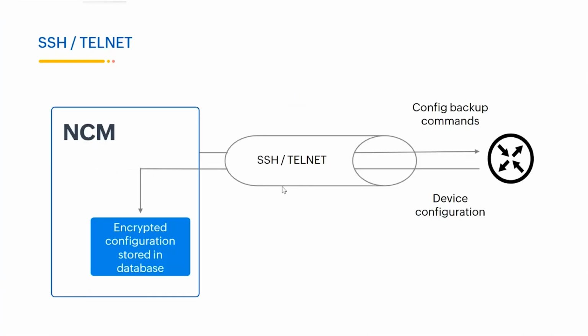So first is SSH/Telnet. So in this case, Network Configuration Manager initiates the configuration backup command to a specific device. The device then transfers its configuration via SSH or Telnet. And once the configuration reaches Network Configuration Manager, it's encrypted and stored in Network Configuration Manager's database.